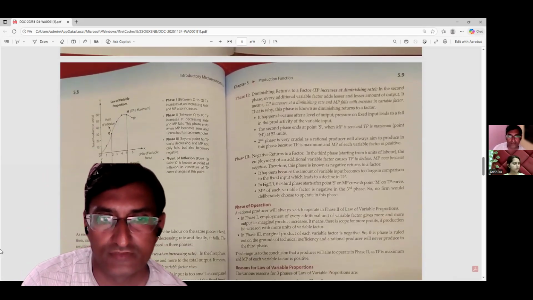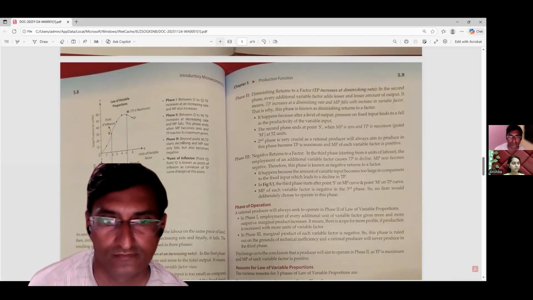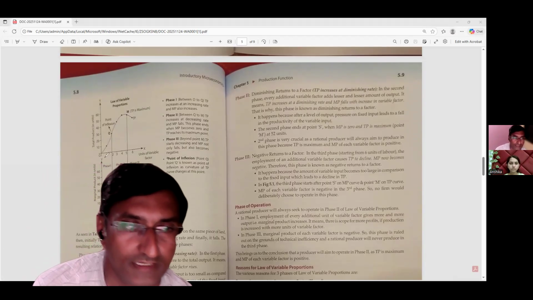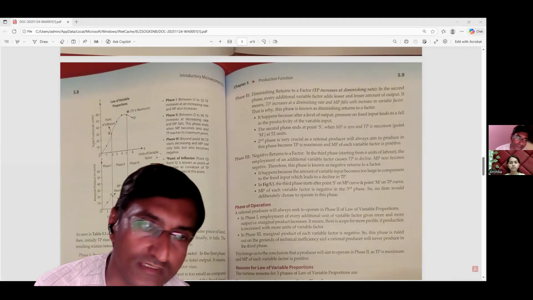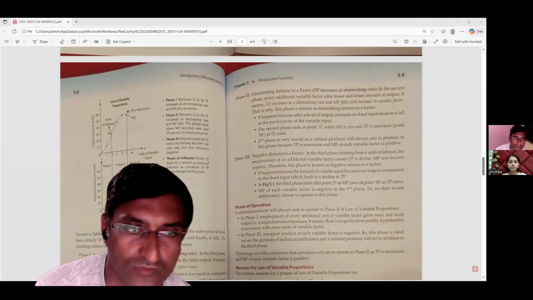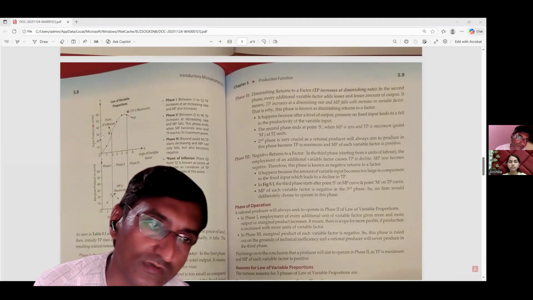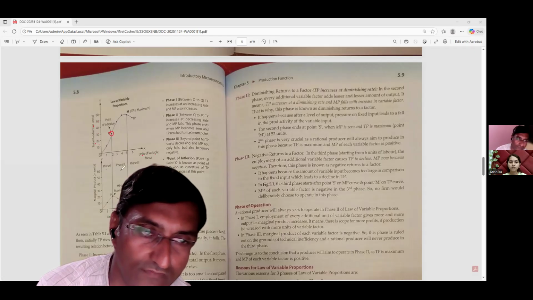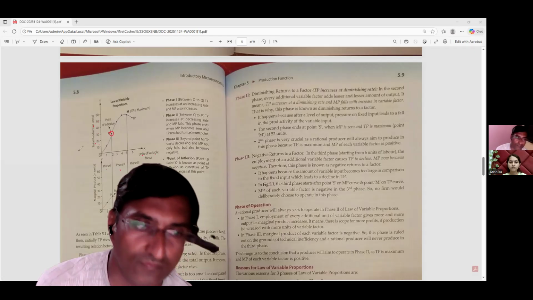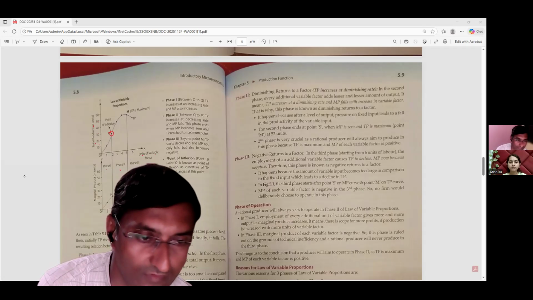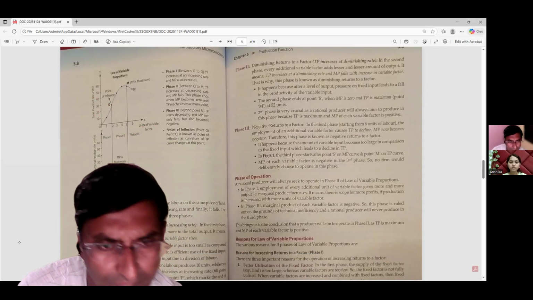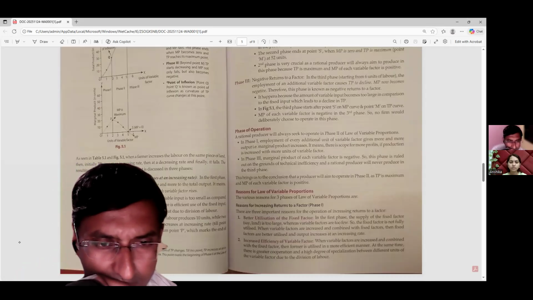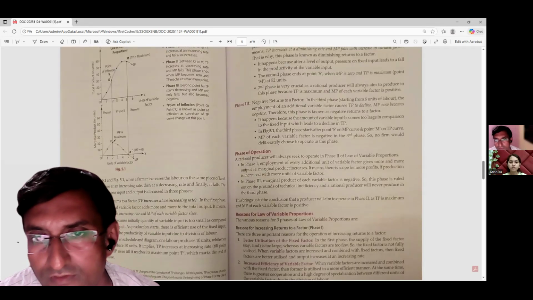Now, this is the explanation with the diagram. Phase 1, phase 2, phase 3. Now again, here is your total product and units of variable factor: 0, 1, 2, 3, 4, 5, 6, and here are your total products: 10, 20, 30, 40, 50, 60. Now here is a point, and that point is called the law of variable proportions. Phase 1, phase 2, phase 3. Where is the phase 2 explanation?